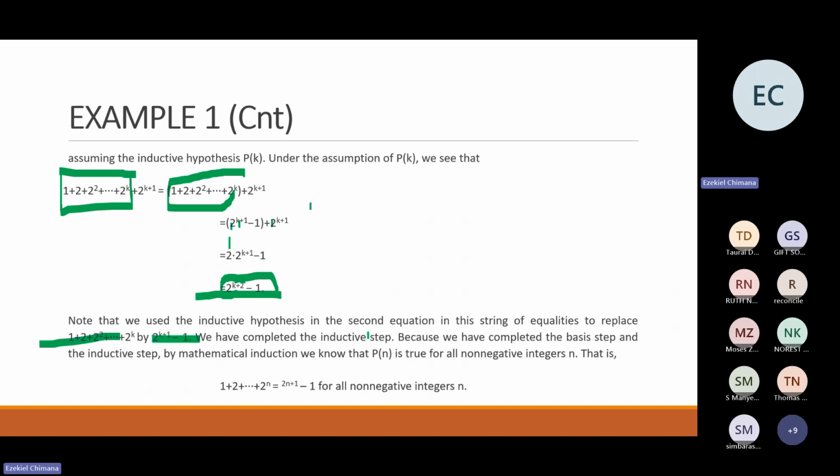We have completed the inductive step because we have completed the basis step and the inductive step. By mathematical induction, we know that P of n is true for all non-negative integers. That is, the given statement is true for all non-negative integers n, just like that. So that's how you prove by mathematical induction.